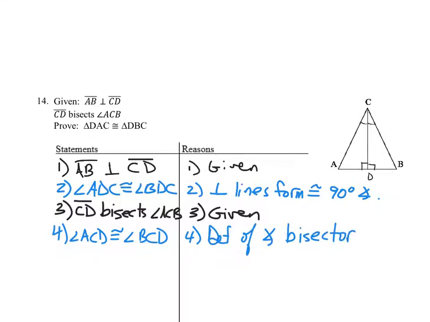All right. Now the one other piece of information is a pretty common piece to include in a proof, and that would be the reflexive side. CD is congruent to CD, reflexive property.